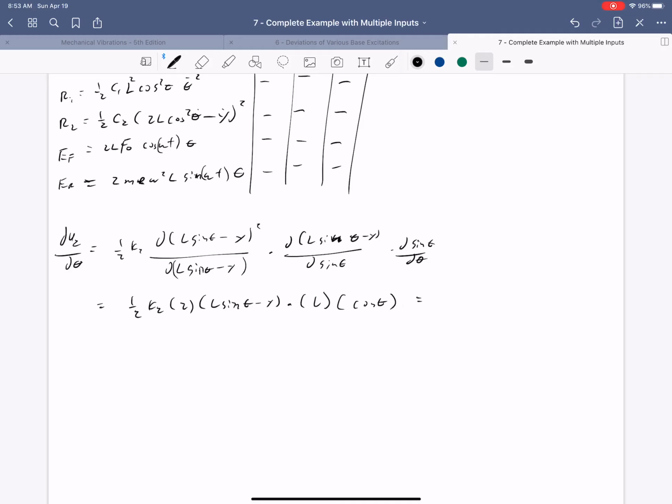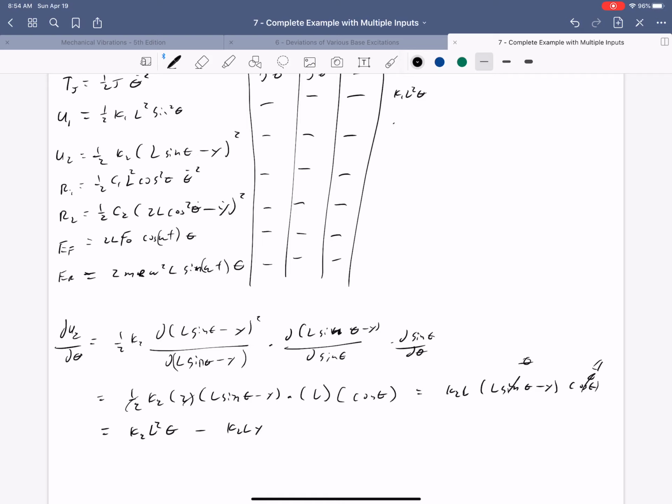And that ends up being, those cancel, K2 times L (sine θ minus y) times cosine θ. So that goes to 1, that goes to θ, and this equals K2 L squared θ minus K2 L y. Okay? So this is K2 L squared θ minus K2 L y.